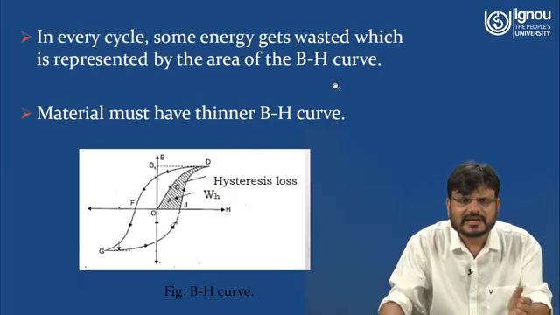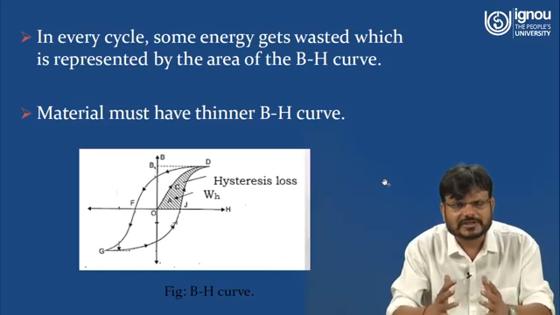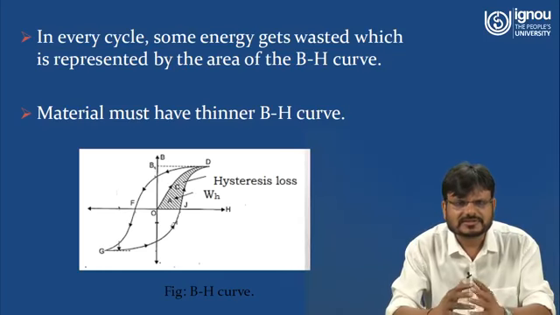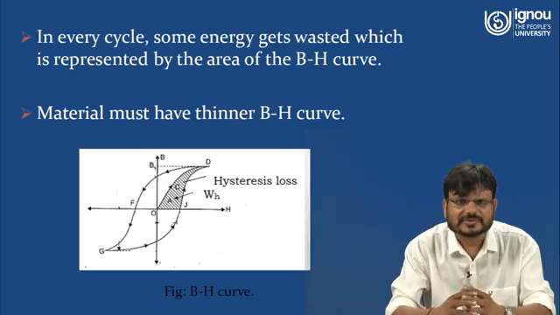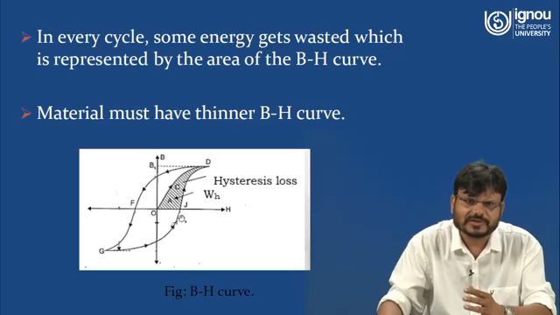And in every cycle some energy gets wasted, which is represented by the area of this BH curve. So if we want to keep the hysteresis losses minimum, the material of the core, like CRGO, must have a thinner BH curve. If the property of that material shows that it has a thinner BH curve, that means it will have less hysteresis losses in the transformer.